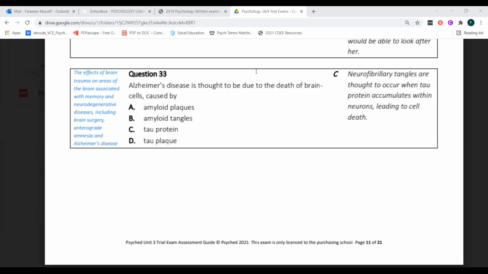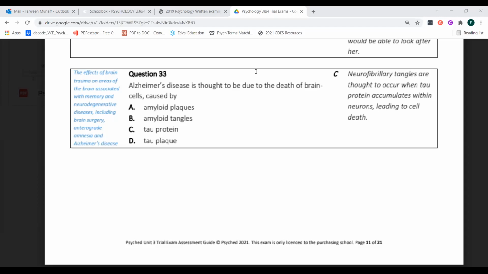Okay, any other questions from this paper, guys, from the Psych Ed Unit 3 while I have it open? Miss, are you only discussing multiple choice? Not necessarily. We can discuss the short answer too.